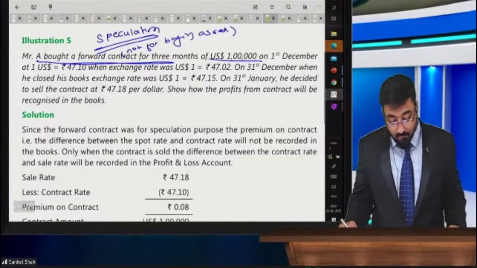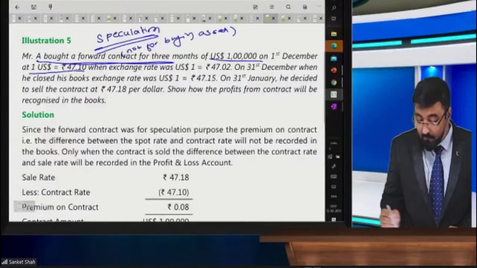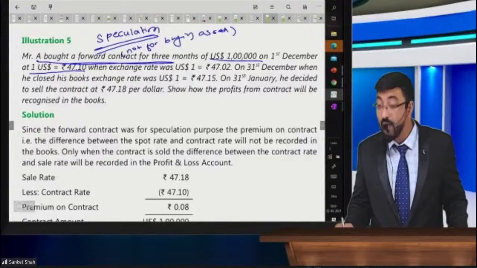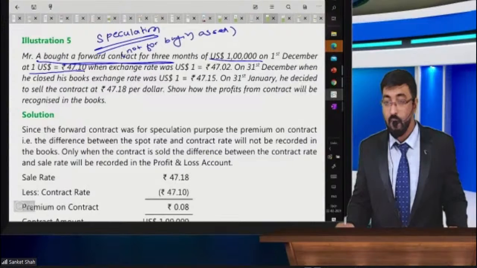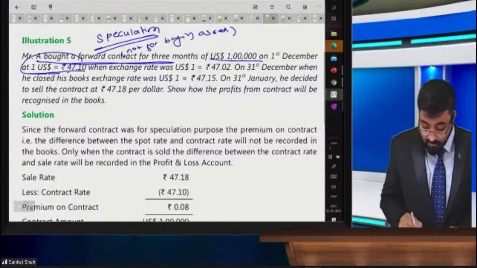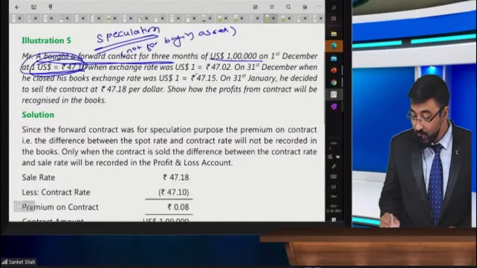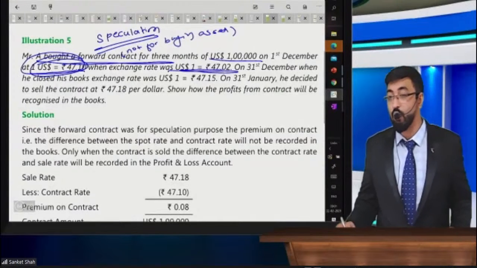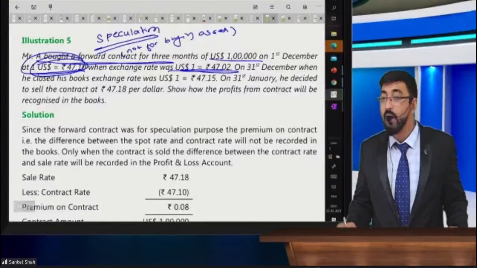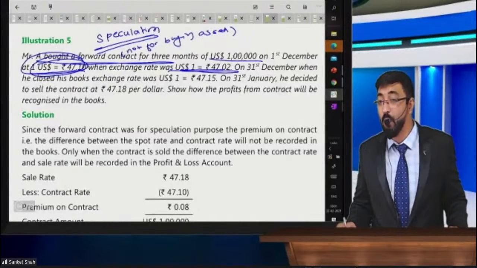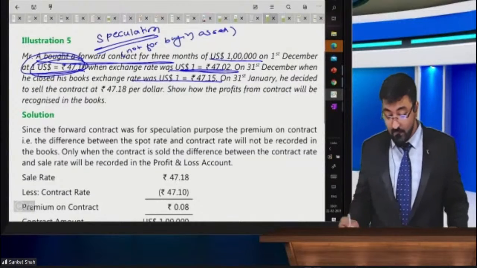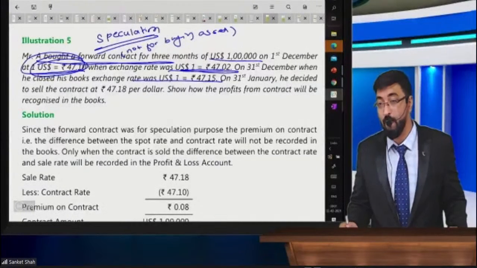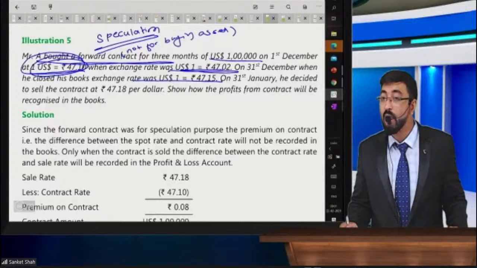$1 lakh. On 1st December, when he entered into the contract, $1 US is equal to 47.10. So this is a forward rate. And spot rate is 47.02. On 31st December, when he closed his books, that was the rate as on 31st December, 47.15. And on 31st Jan, he decided to sell the contract.